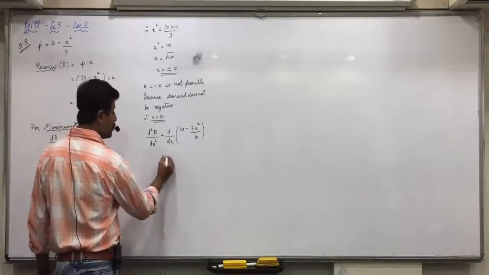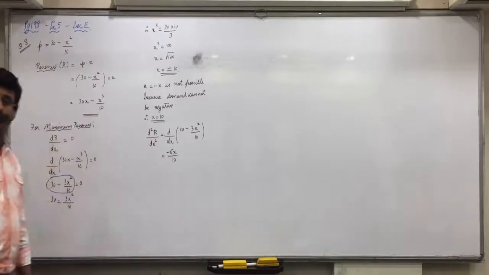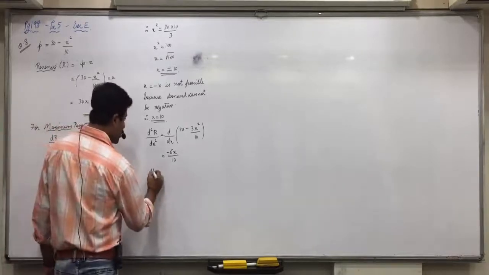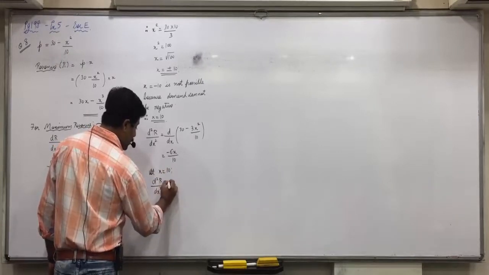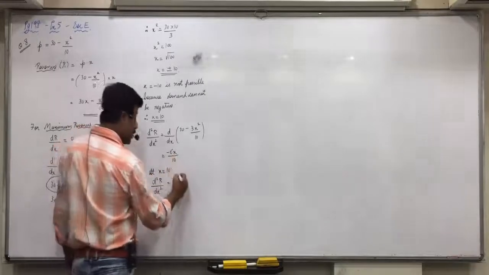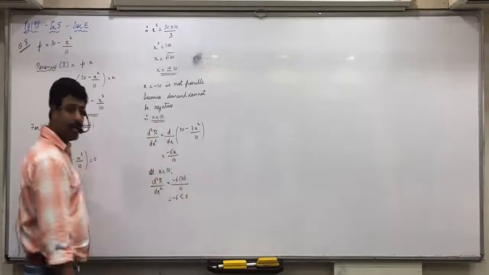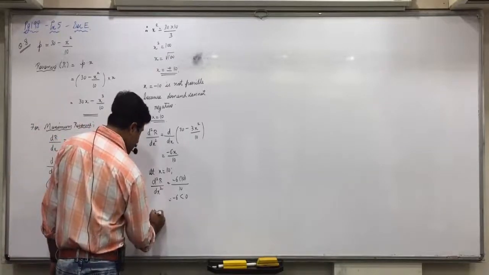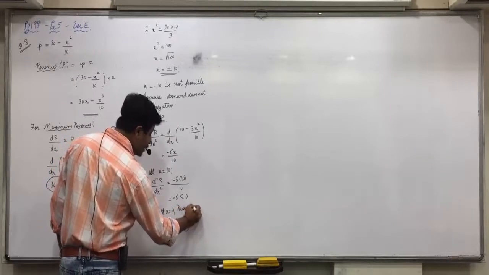Now 30 becomes 0. Minus 3 into 2, minus 6x upon 10. Now here we'll put the value of x and see whether d square R upon dx square comes negative or not. So at x equals 10, d square R upon dx square is minus 6 into 10 upon 10, that is minus 6, which is less than 0. It is coming negative, means the revenue is maximum. Therefore, at x equals 10, revenue is maximum.